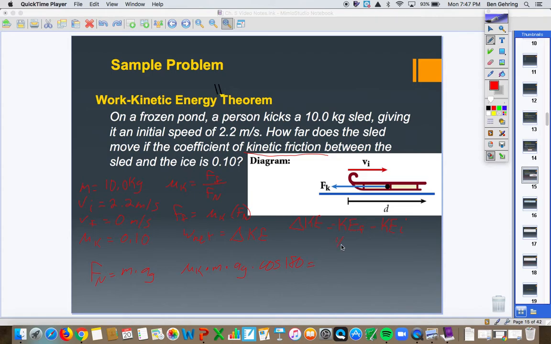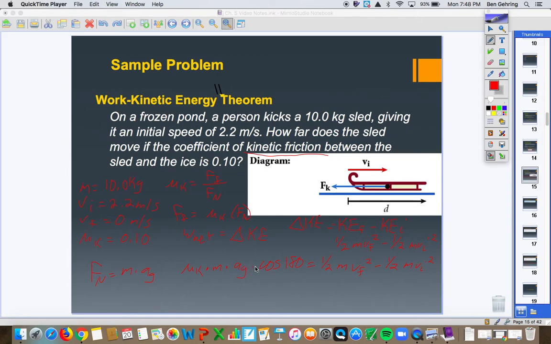And this is 1/2 mvf squared minus 1/2 mvi squared. So that's what we're going to have here. We're going to have 1/2 m times vf squared minus 1/2 m times vi squared. So I am looking for how far this thing goes, so I need to get d by itself eventually. Oh, I didn't throw a d in there.